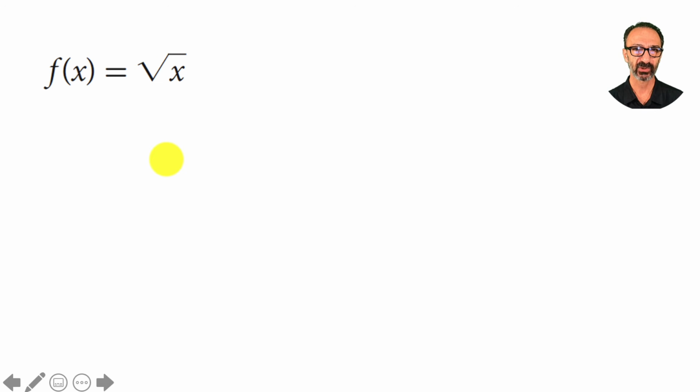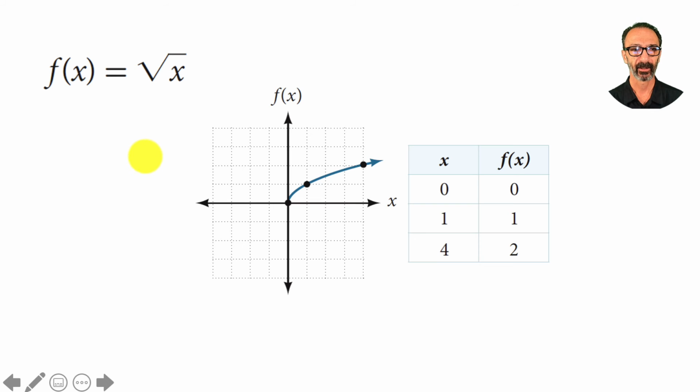Y equals square root of x. You plug in 0, you get 0. Square root of 4 is 2. Square root of 1 is 1. And it's kind of like a curve that slows you down as you go farther to the right. So if you go all the way to 100, square root of 100 is 10. You just go up 10 units.